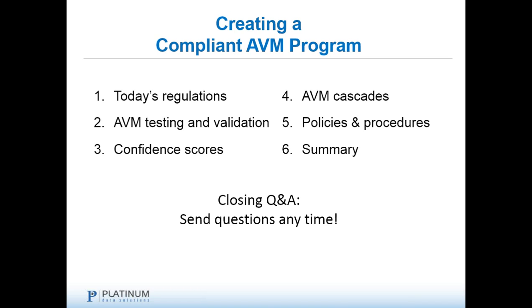Fourth, we'll talk about cascades, AVM cascades, and how to make great use of those and the value that they deliver to any AVM program. And then we're going to wind up with policies and procedures, which is really the backbone of this, because from a regulatory perspective, the policies and procedures, the documentation, are going to be the things that the regulators, the examiners are going to look at and scrutinize first and foremost when they come in to see what you're doing. And then we'll wrap up with a summary, and then we'll have some Q&A time at the end.